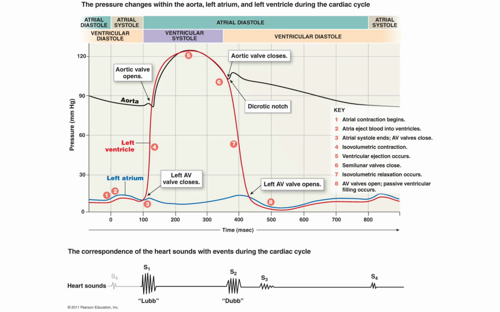So we're going to look at it next. This next chart shows us the pressure changes that happen in the heart. So the red line is showing the pressure in the ventricle, and we're looking at just the left side of the heart for this. The blue line shows the pressure in the left atrium, and the black line here shows the pressure in the aorta.